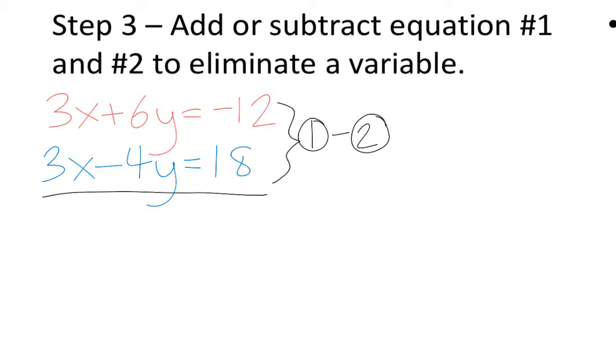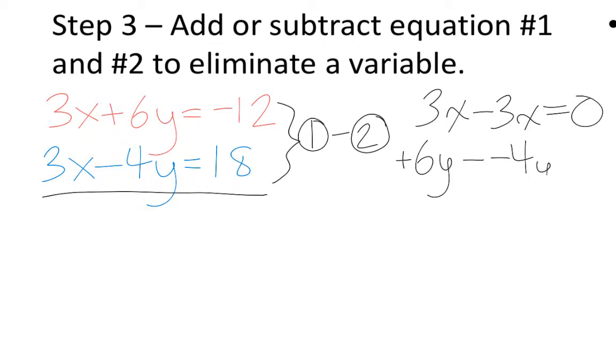these two equations, and by doing so, we're going to eliminate a variable. So I have 3x subtract 3x, which is just 0. I'm not going to write that in. And next, I have positive 6y subtract negative 4y. And if you recall, when you have two subtraction signs beside each other, that becomes addition. And what we have here is positive 6y plus 4y, which is 10y. And I am going to write that in right over here.